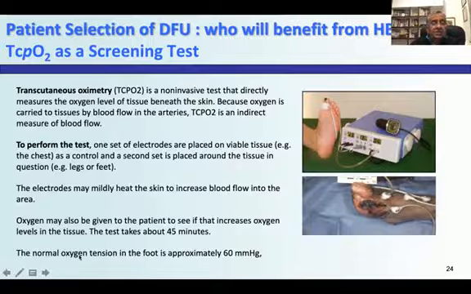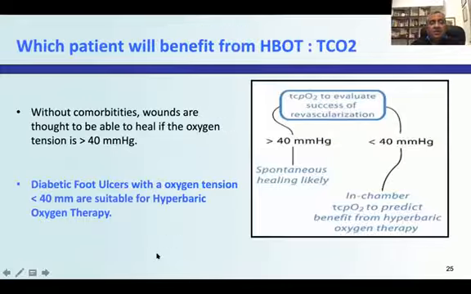The oxygen tension normally in the foot ranges to approximately 60 millimeters of mercury. And as this slide shows, if the transcutaneous oximeter reading is greater than 40 millimeters, spontaneous healing will take place. If it is less than 40, an in-chamber transcutaneous oximeter test to predict benefit from hyperbaric oxygen therapy should be done.